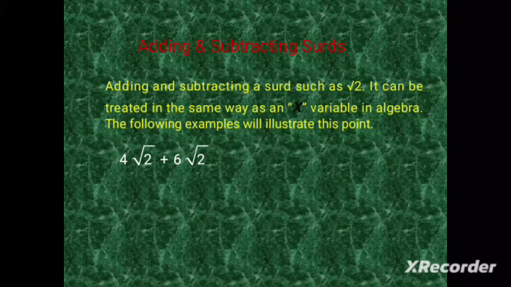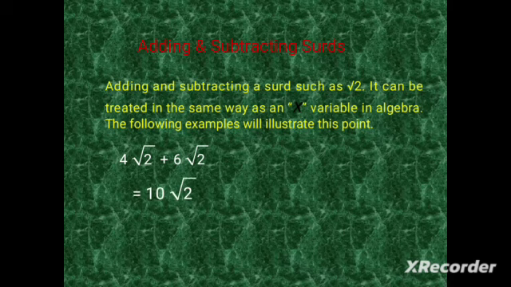Okay, adding or subtracting surds. So this is on the addition and subtraction of surds. And now we say that adding and subtracting a surd such as root 2 or square root of 2 can be treated in the same way as an x variable in algebra. So, for example, we are going to take the surd as x, so that we make the addition and subtraction quite simpler.